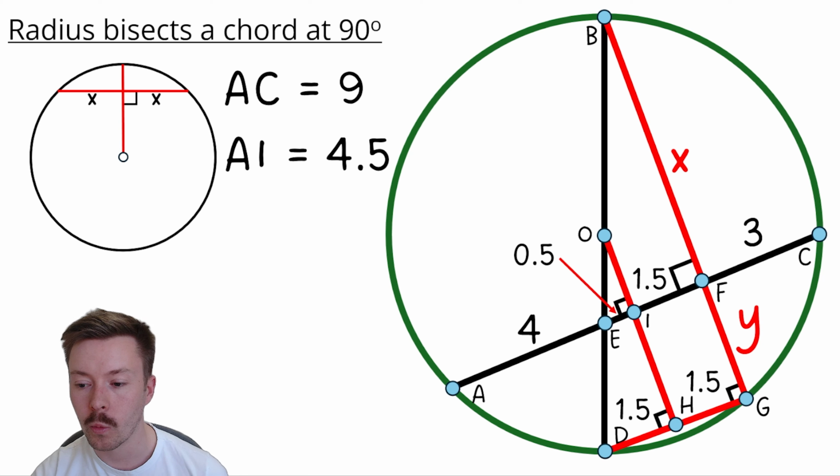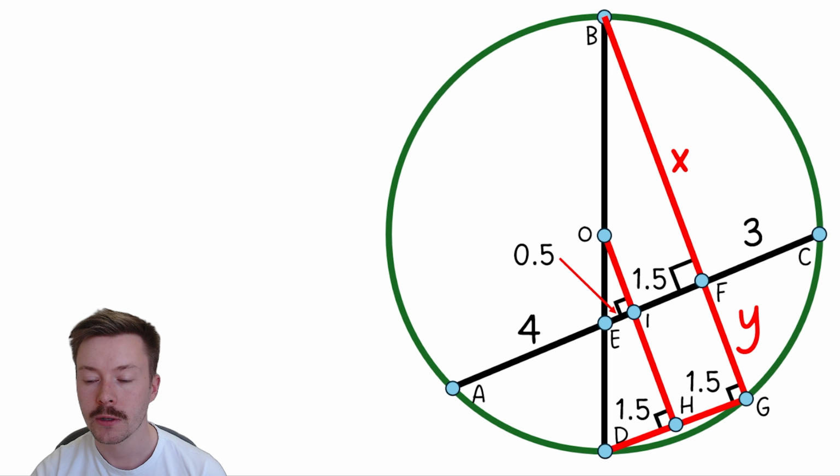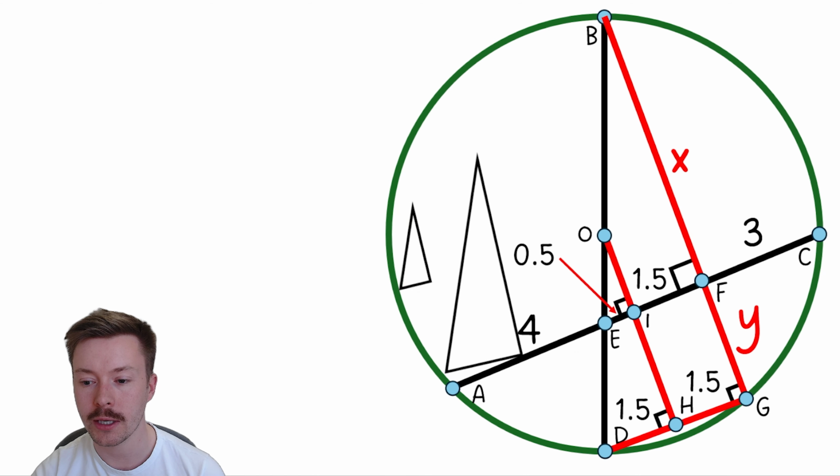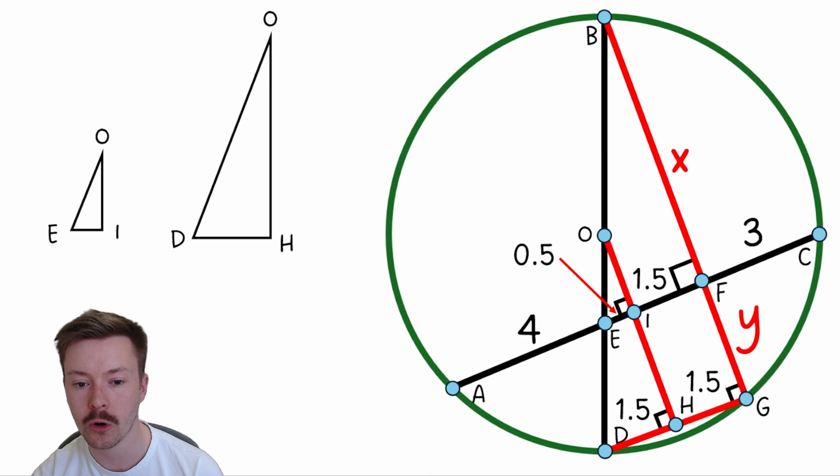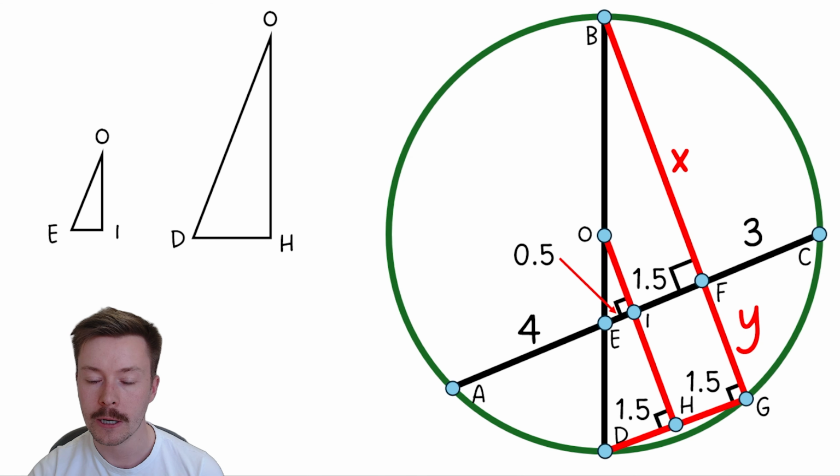Okay, now we're getting somewhere because what we're finding here is that we've got a few similar triangles because they've got the same angles in them, obviously, but they've got different lengths. So the next thing is to consider two of those triangles, E I O and D H O.